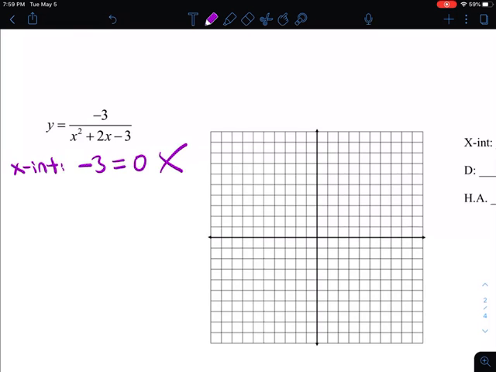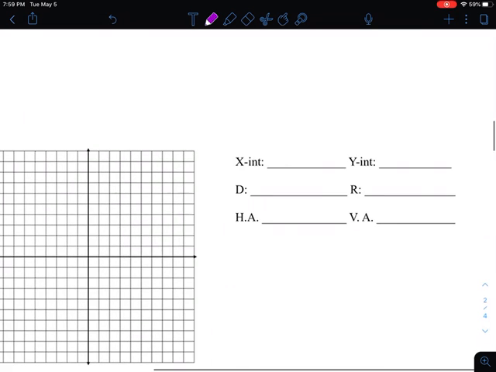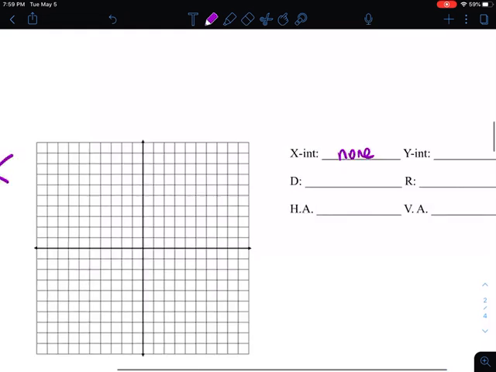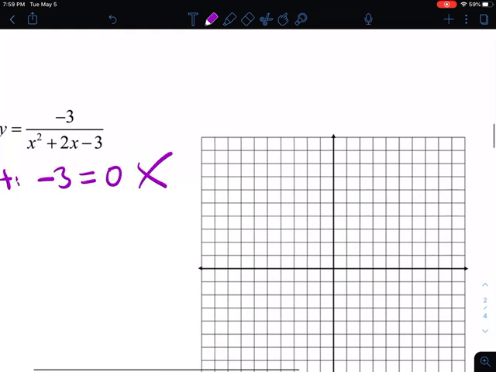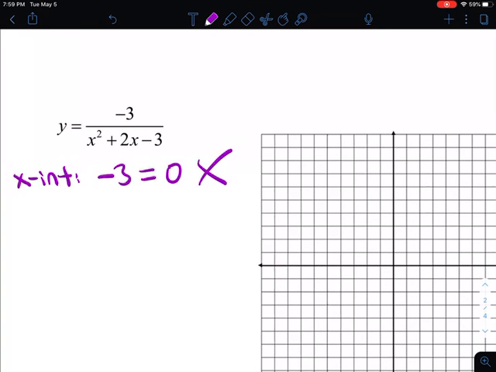So this is not true because there's no x. There's not even an x I can solve for. So that tells us there's actually no x-intercept, none, right? Again, the reason is because I don't see the x in the numerator. There's nothing to solve for. Okay, so there's no x-intercept.